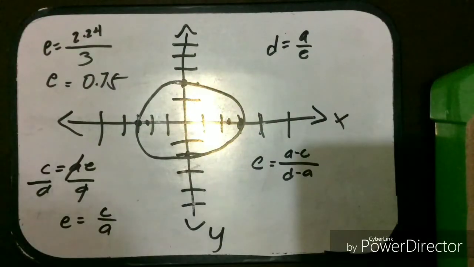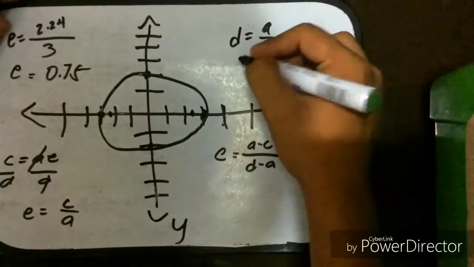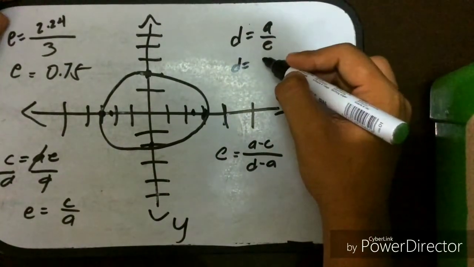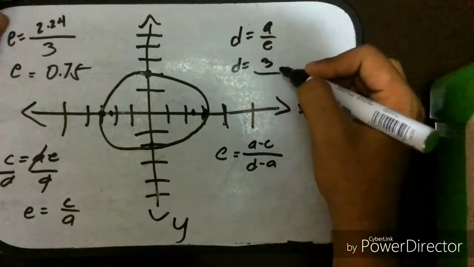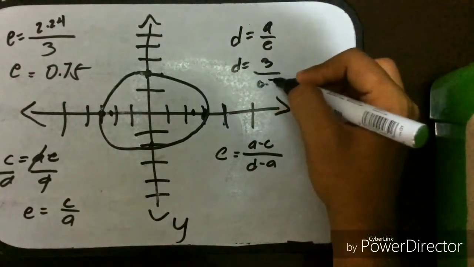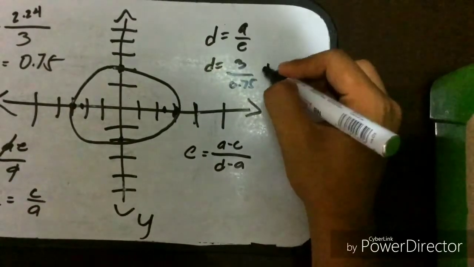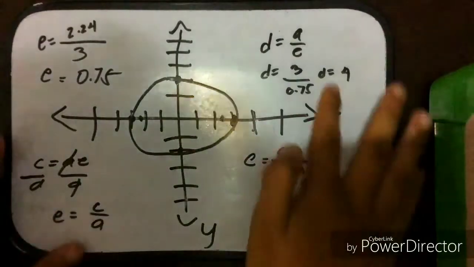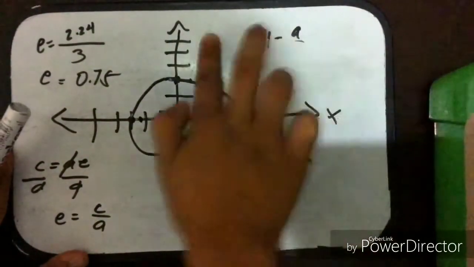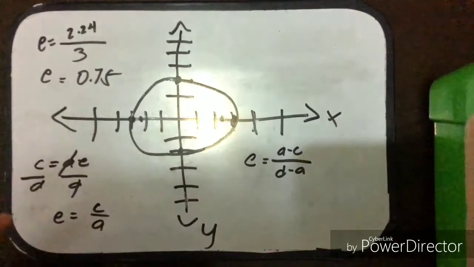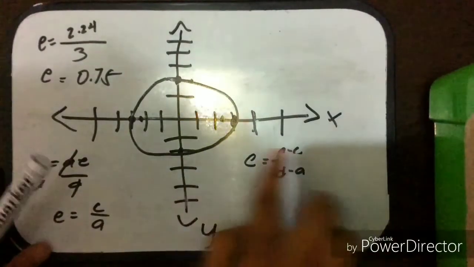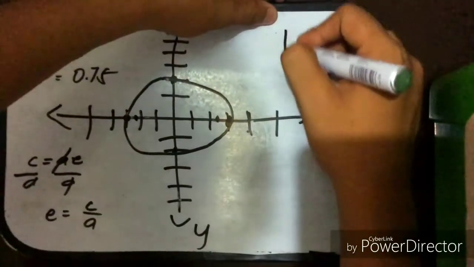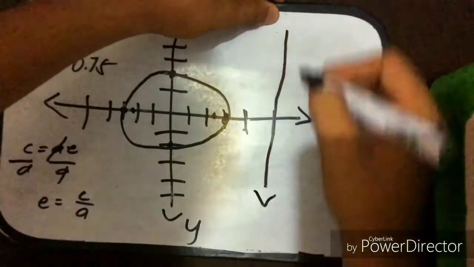So, now to find the directrix. D is equal to A over E. So, your A is 3 divided by 0.75. So, D is equal to 4. So, the directrix is 4. So, the directrix is this, 4.